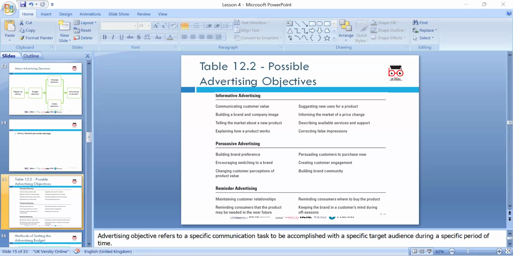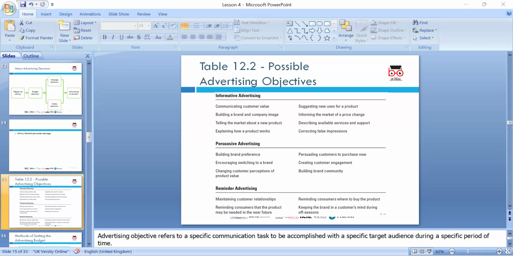Persuasive advertising builds brand preference and encourages switching to the brand. These are new, modified, upgraded, being tested, and this is more renewable, green, and eco-friendly. So that's persuasive: changing customer perception from the traditional product, like this is a wrinkle cream and this will do this. This is more green, this is more ethical. So we can do greenwashing as well. It creates customer engagement and builds the brand community.